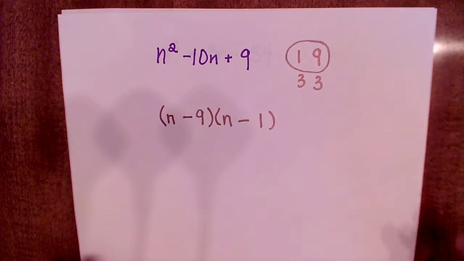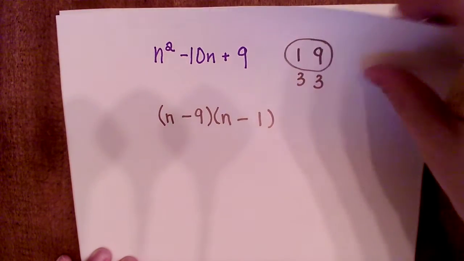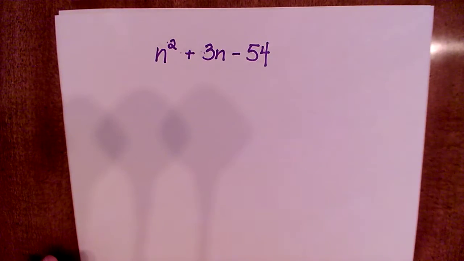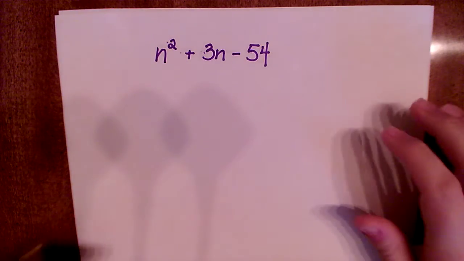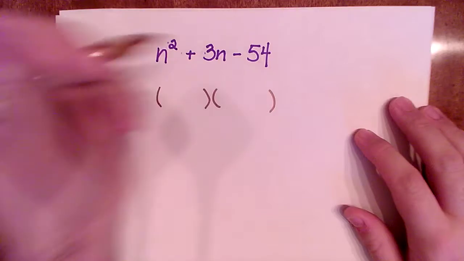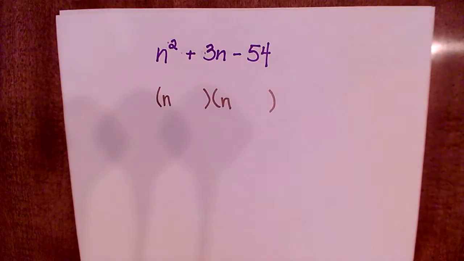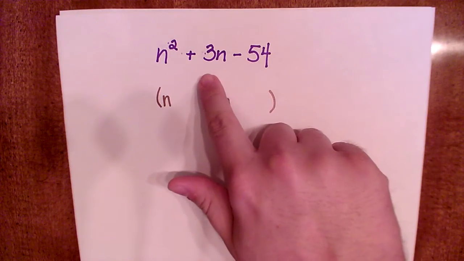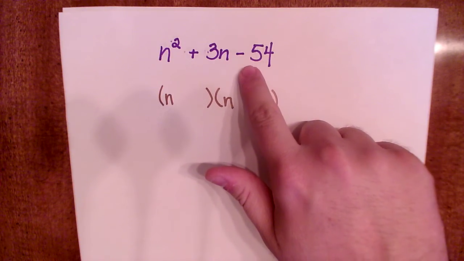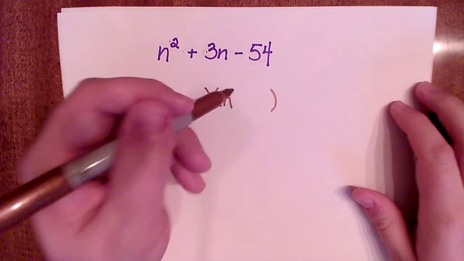Easy factoring. All right. Now, what happens if instead of that last sign being a plus, we have that last sign being a minus? Well, it's still easy right in the beginning. How do we make n squared? N and n. Now this time, instead of looking for numbers that add to give us 3, we're looking for numbers that subtract to give us 3.